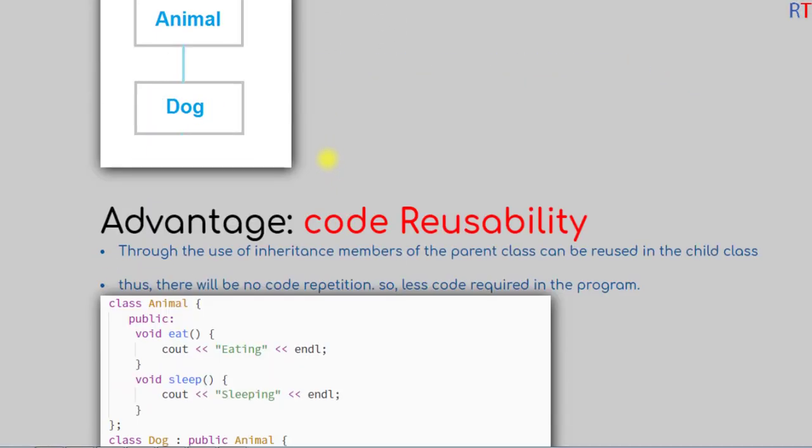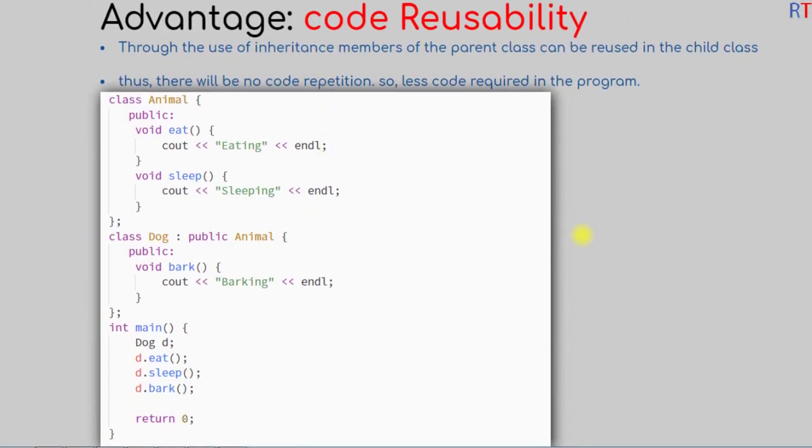So now we're going to talk about the advantages of inheritance. The main advantage of inheritance is code reusability. Through the use of inheritance, members of the parent class can be reused in the child class, and thus there will be no code repetition, so less code is required in the program.